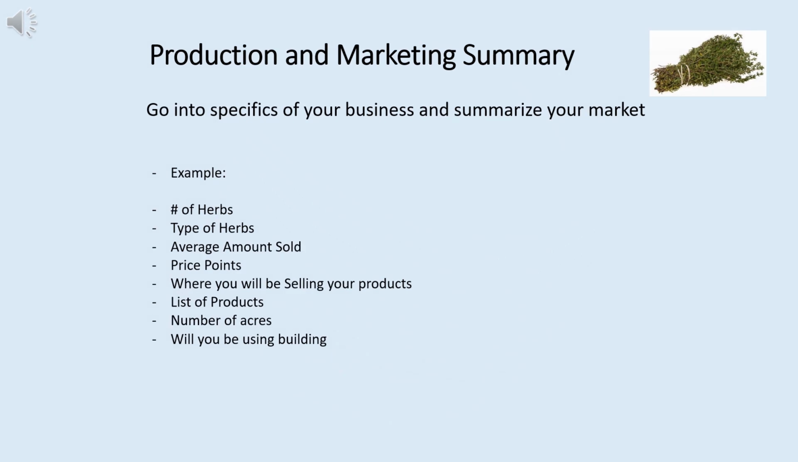Production and marketing summary section should be detailed. Go into specifics of your business and summarize your marketing strategy. I have given the example I used in my business plan. Example. Number of herbs. Type of herbs. Average amount sold. Price points. Where you will be selling your products. List of products. Number of acres. Are you selling strictly online or using a brick and mortar?